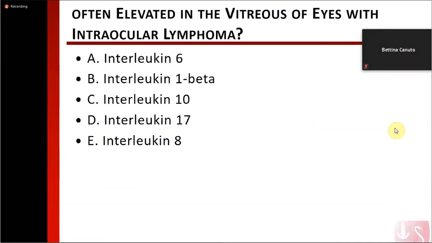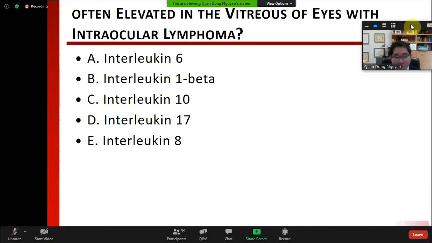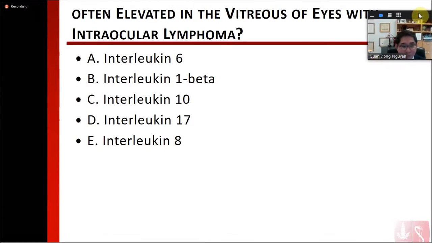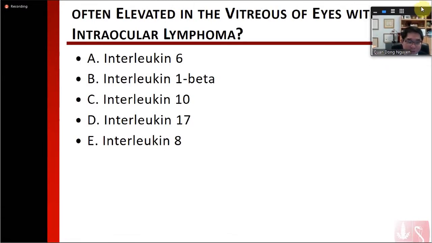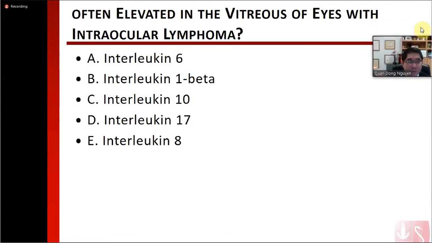So these are some of the questions that you look to. Hopefully you will be able to get the information here. One of the questions that this presentation helps to address is what to do and what to look for. So one of these questions would be, which of the following interleukin levels is often elevated in the vitreous of eyes with intraocular lymphoma? Is it interleukin 6, 1 beta, 10, 17, or 8? So you have those choices, and hopefully by the end of the talk, you will be able to get this answer.